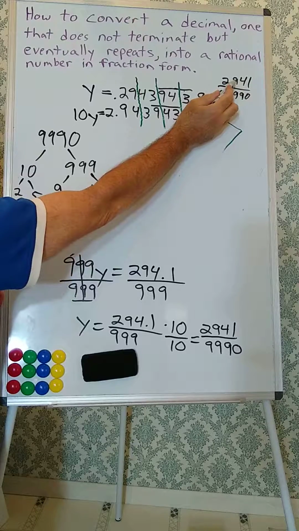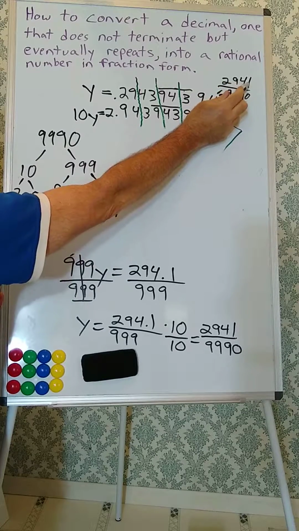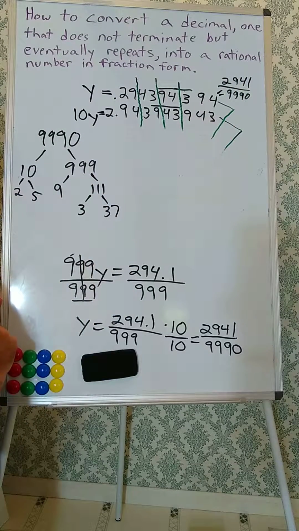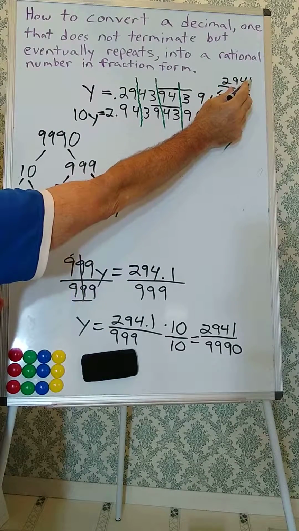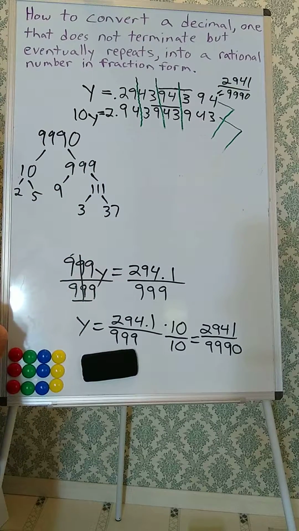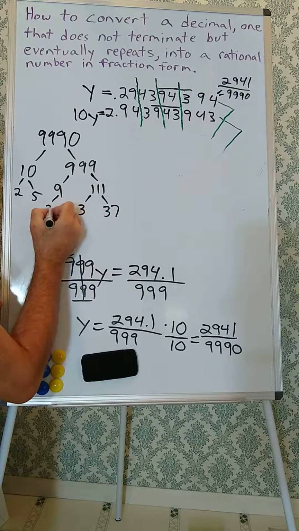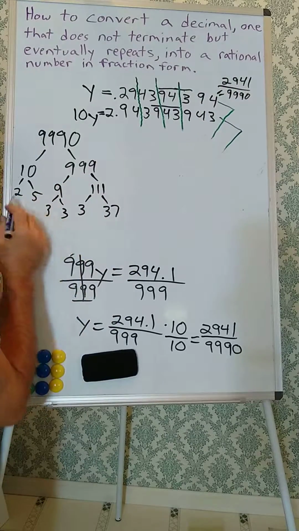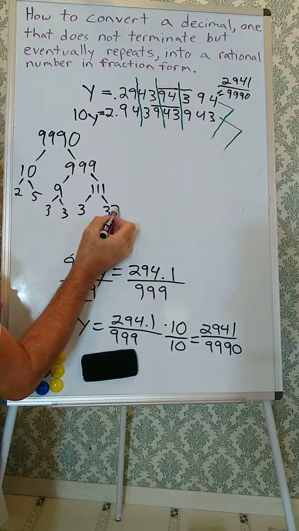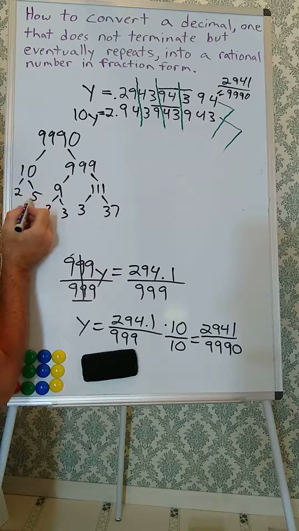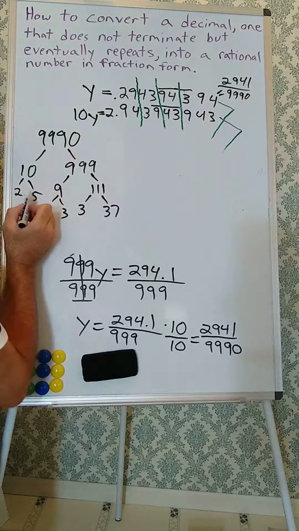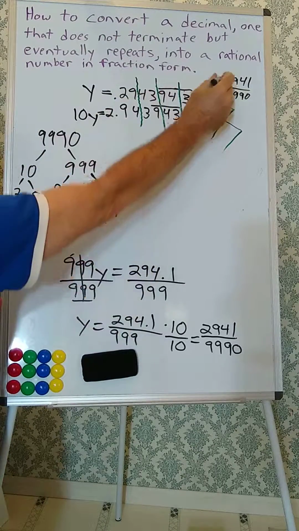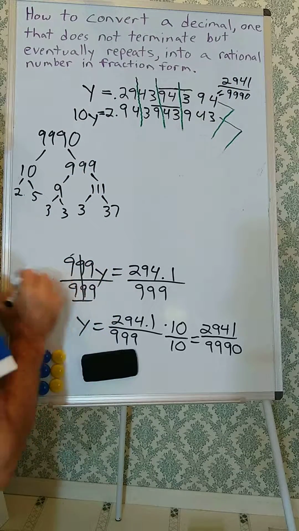So first thing I'm going to do is sum the digits. 9 plus 1 is 10. 2 plus 4 is 6. So the sum of the digits is 16. That's not a multiple of 3. So I know that I can't divide by 3. The only other possibility would be 37, because this is not even and it does not end in a 5 or 0. So 37 is not a factor of this. So this is our simplest form.